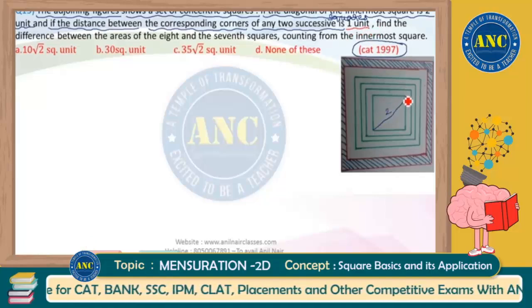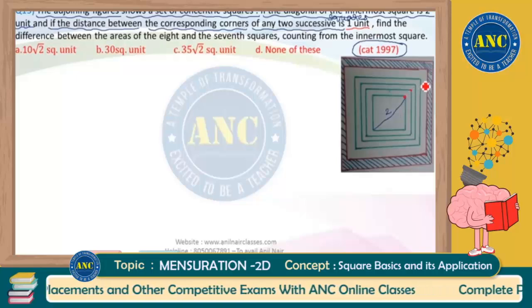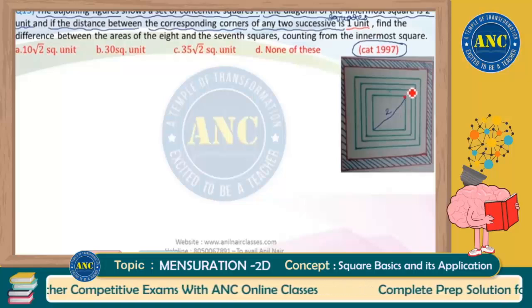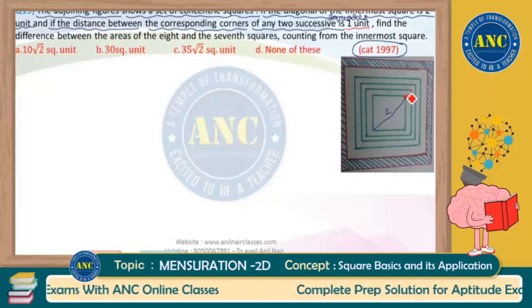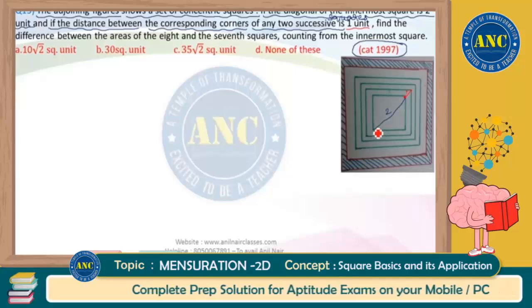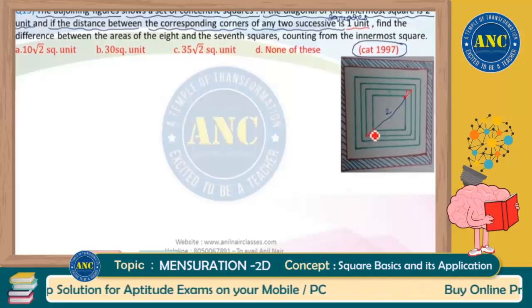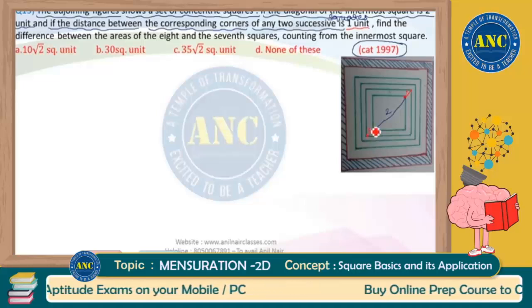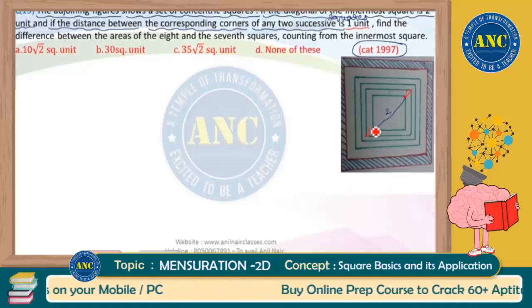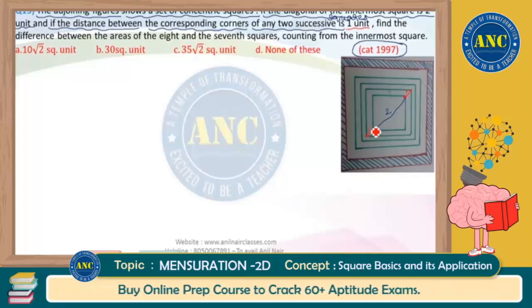That means this is one corner, this is the successive corner, right? A corner, and the corresponding corner of the next successive square. The distance between these 2 points is given as 1 unit. Similarly, this particular point and this corner of the next square, the distance is 1 unit. The distance between the corresponding corners of any two successive squares is 1 unit.